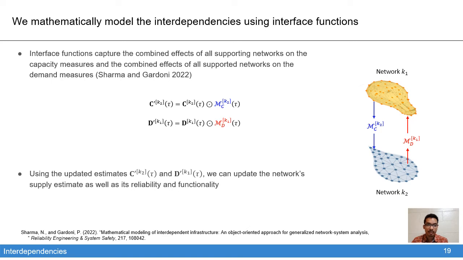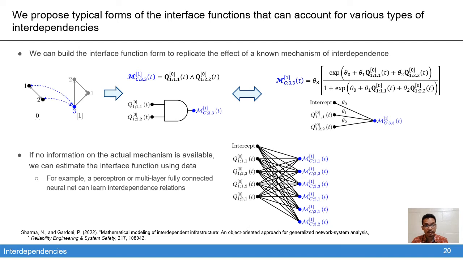And then using the updated estimates for capacity and demand, we can update the network supply estimates as well as its reliability and functionality. We also provide the typical forms of interface functions that can account for various types of interdependencies. The interface function form can be built to replicate the effect of a known mechanism of interdependence, or we can use data to learn the interface functions.